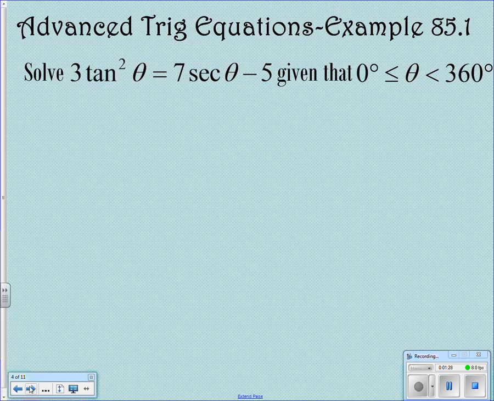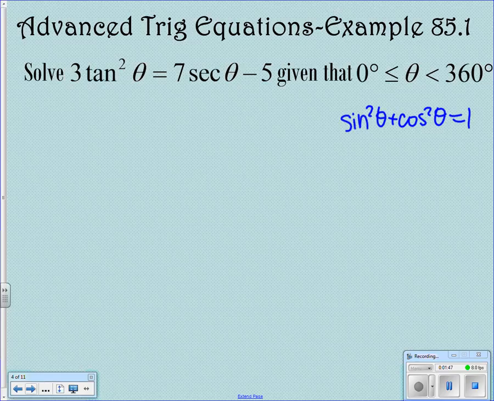So if you notice, we have a tangent squared and a secant. Well, we're not going to be able to factor that. What we need to do, though, is figure out how to write tangent squared in terms of secant. And that's going to be using one of your Pythagorean identities. So I'm going to start with this one, because that's the one that I told you had to learn.